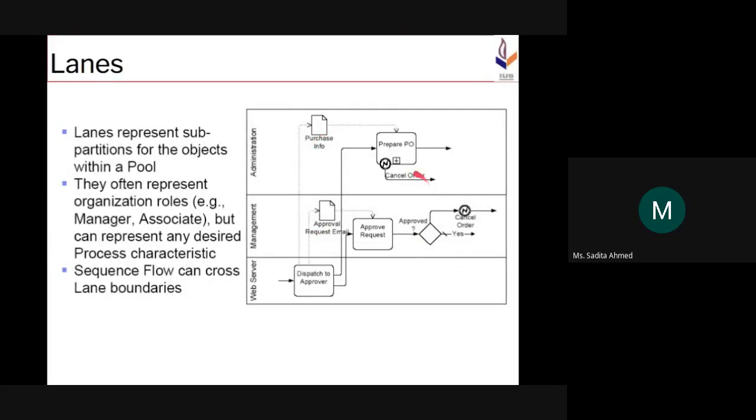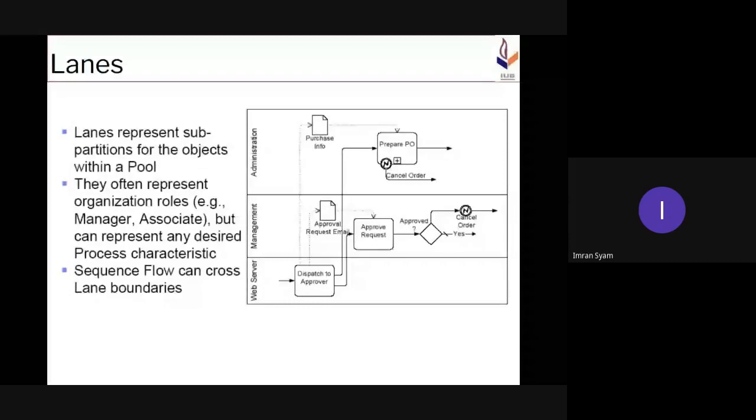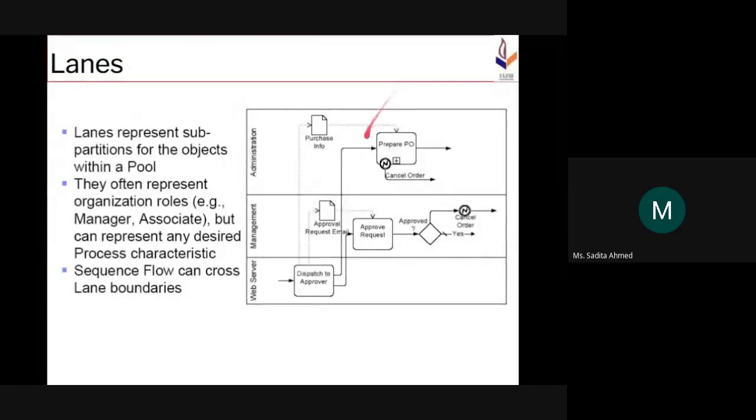How do we know this is an interrupt? This symbol and that symbol are the same. This cancel order symbol and that cancel order symbol look the same. Madam, why is this task or sub-process at the boundary? That's right. Very good. Exactly. That's correct. So look, on the prepare PO sub-process it is placed on the boundary, and where is this one placed?